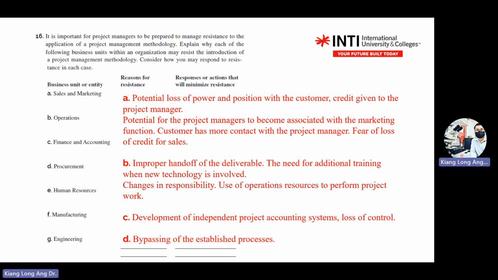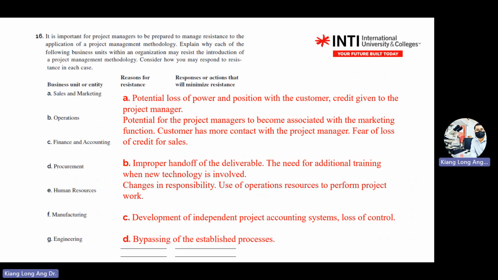In fact, sales and marketing are the ones who bring in the projects, and at the end you manage the project. So they might feel threatened. What you do is build a good relationship and associate with them. Customers have more contact with the project manager, so there is fear of lost credit for sales. This one you solve by communicating well.